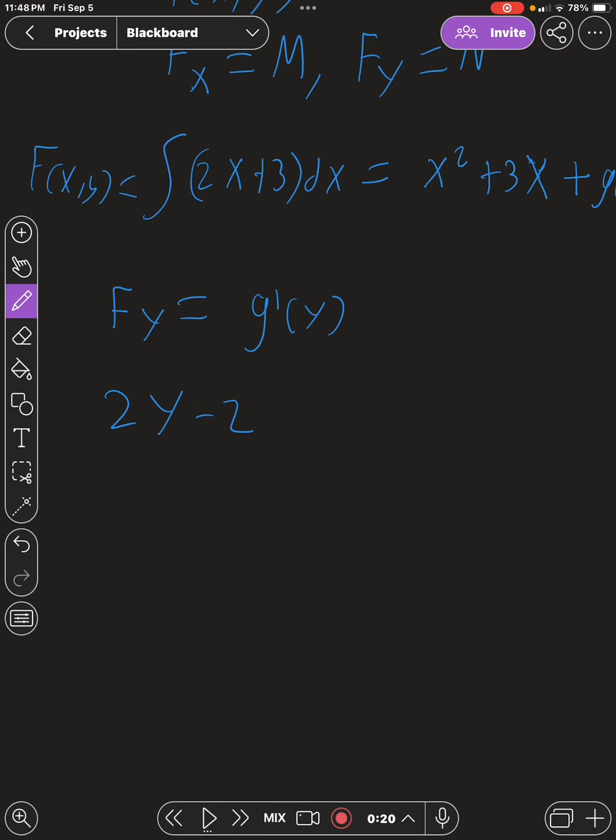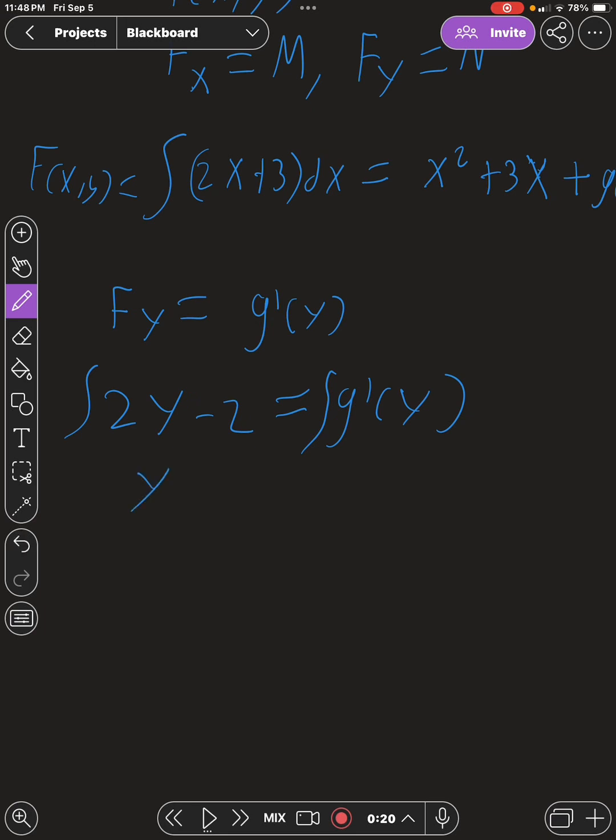Okay, so now we have 2y minus 2. That's f of y. That's equal to n. So that's equal to g prime of y. So now we can solve for g of y. This is our last step, and we have the answer here. We can solve for g of y by integrating 2y minus 2. Once again, pretty simple integration.